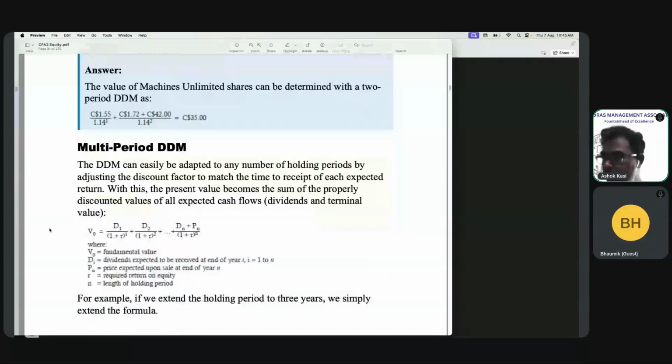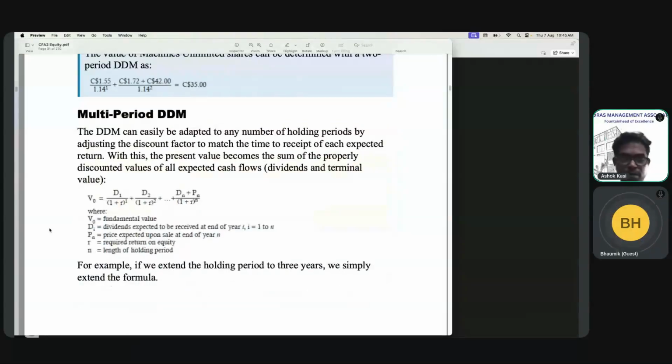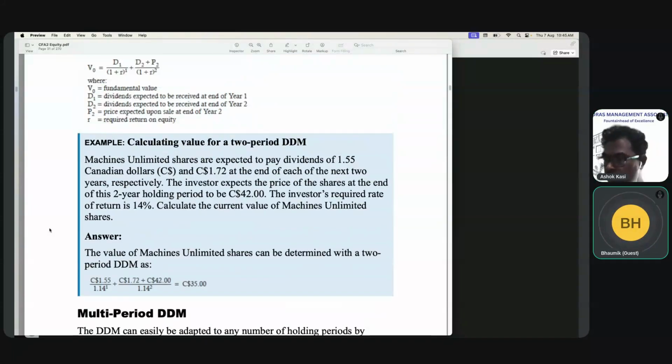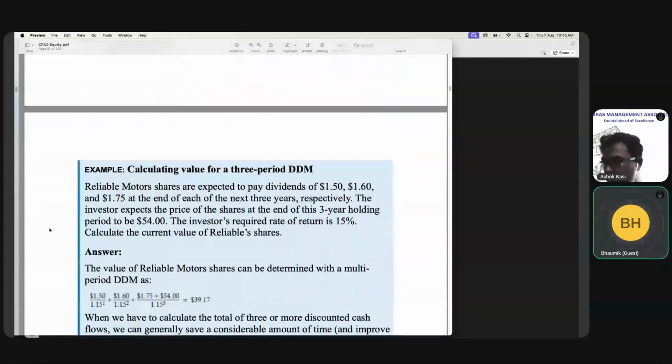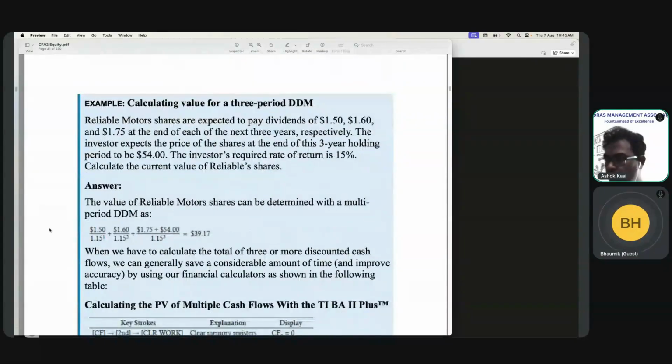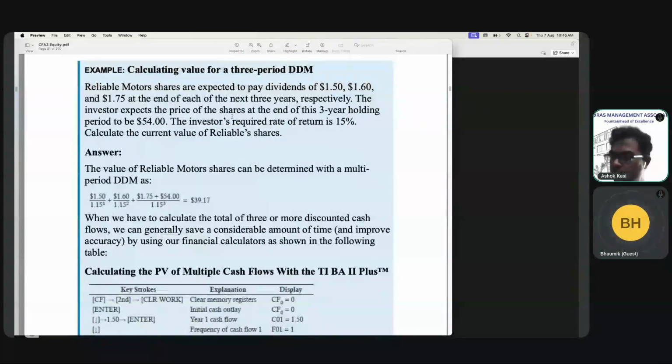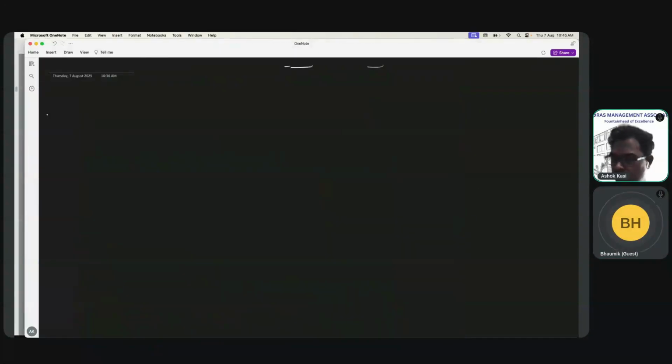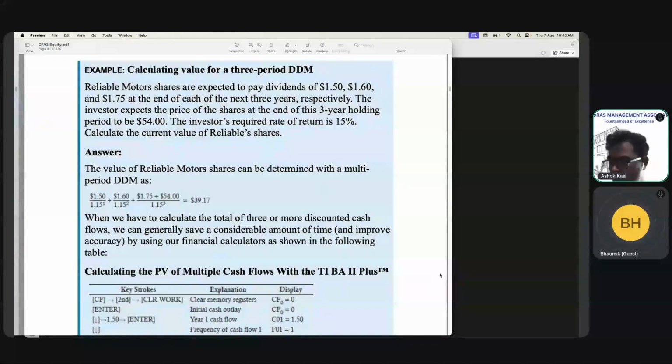So from multi-period we are supposed to begin now, right? No, yeah, we did that also. 39, one, we did that. This one, reliable calculating value of a 3 period, this we didn't do. So reliable motors, but we have done all these in level 1, but we'll just do it all now as well. Just quickly we can do.